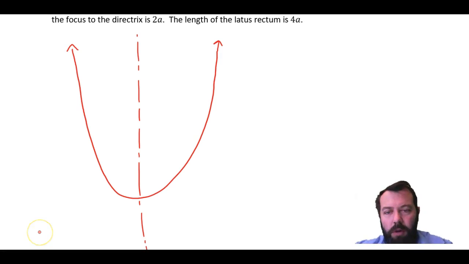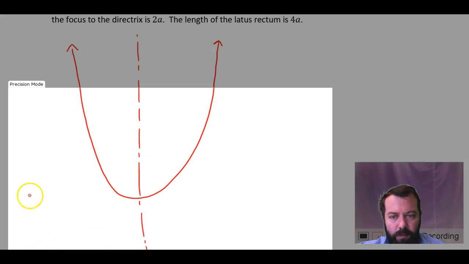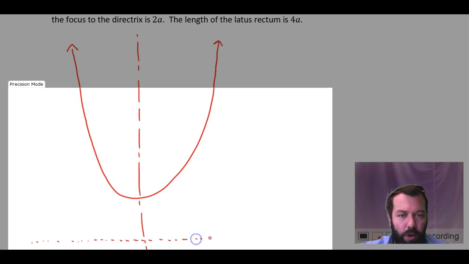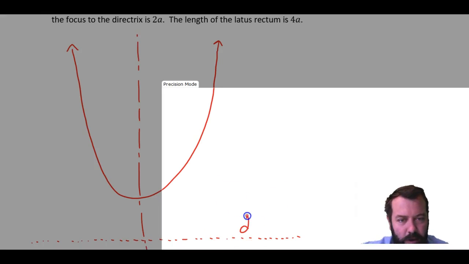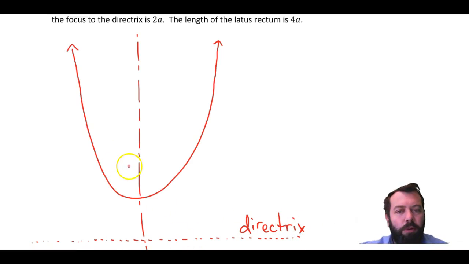But I also have, somewhere down here, a line that is perpendicular to the axis of symmetry. That's going to be my directrix. Okay, let's just label it as such. Directrix. Now my parabola is always going to curve away from that directrix.